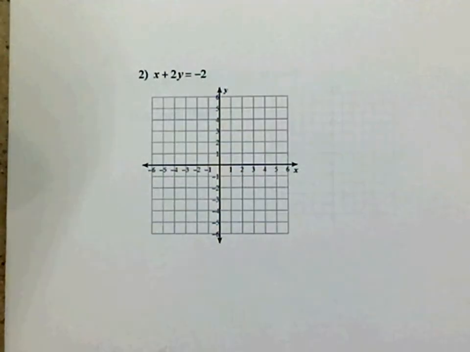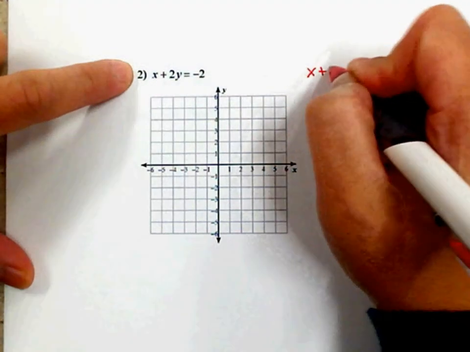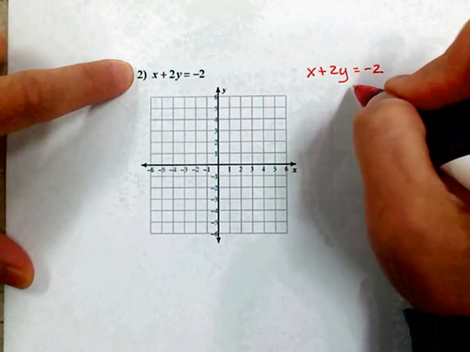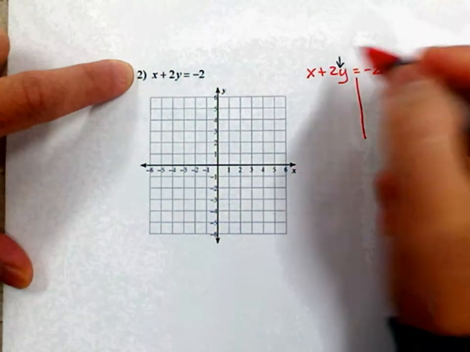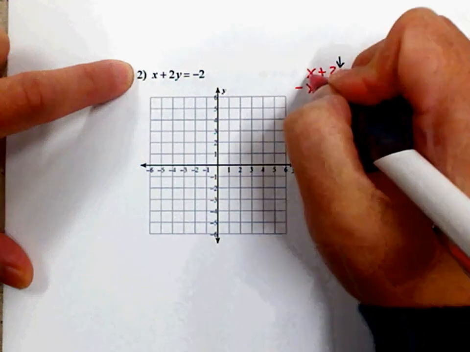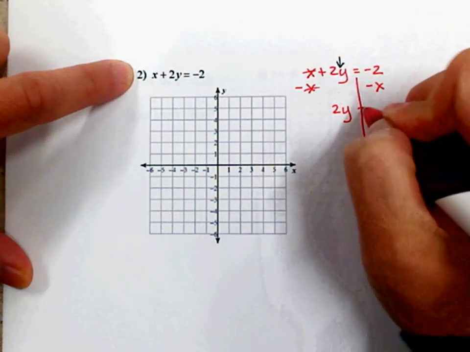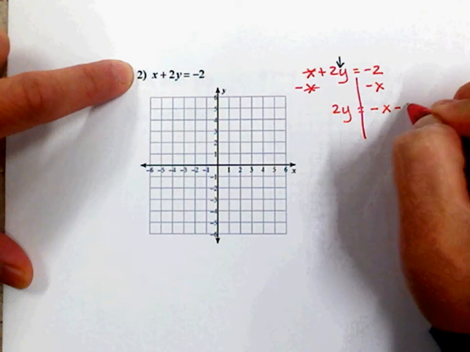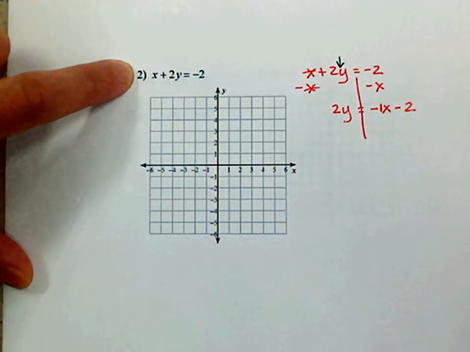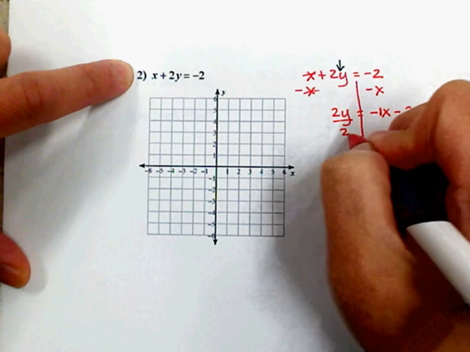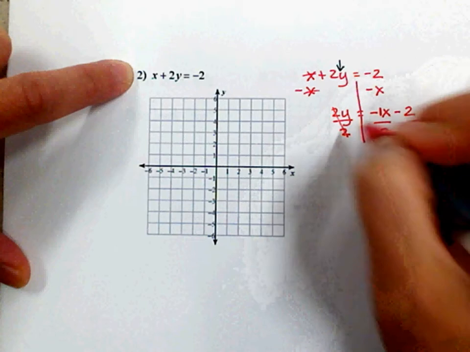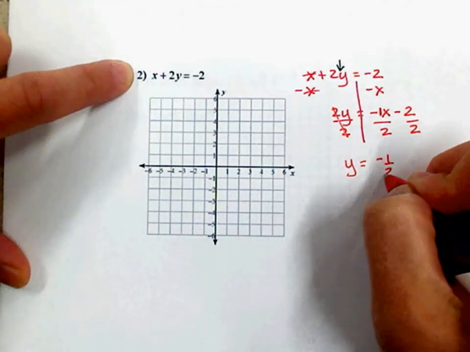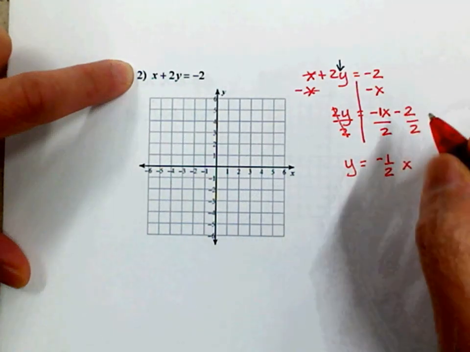Example 2. All right? You have x plus 2y equals -2. Solve for y. That means y is going to be by itself. So minus x. So you have 2y equals, go ahead and write your x first. And if you need to put a 1 in front of that, please do. Divide all of it by 2. Notice how I divide each of the terms by 2. Cancel. Y is equal to -1 over 2x. -2 divided by 2 is -1.